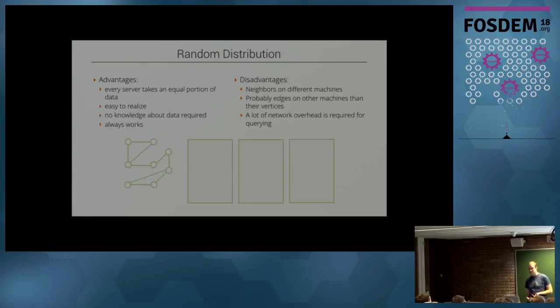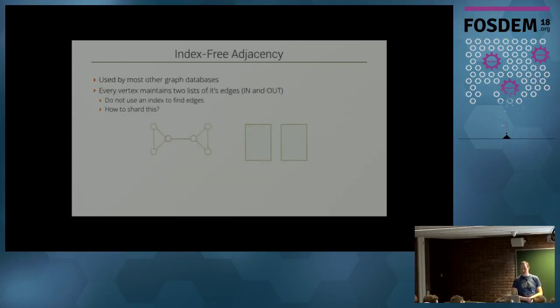Disadvantage, and this will be clear as soon as we distribute this graph on these machines. The neighbors are on different machines. You have totally lost the entire layout of the graph. It's not connected anymore. So reconstructing the original graph of this thing is quite hard. Probably the edges are on different machines than their vertices. And a lot of network overhead is required for querying. Nevertheless, it works, but expect it to be slow.